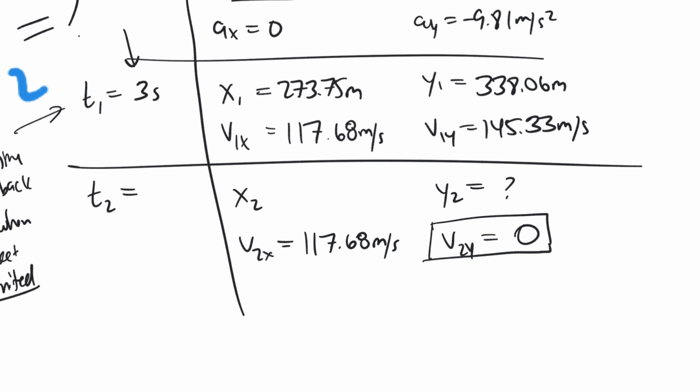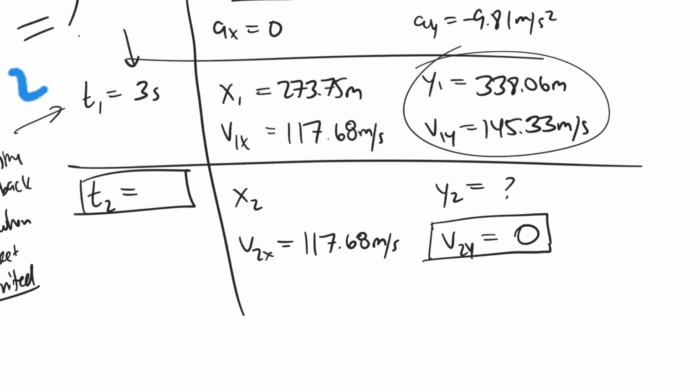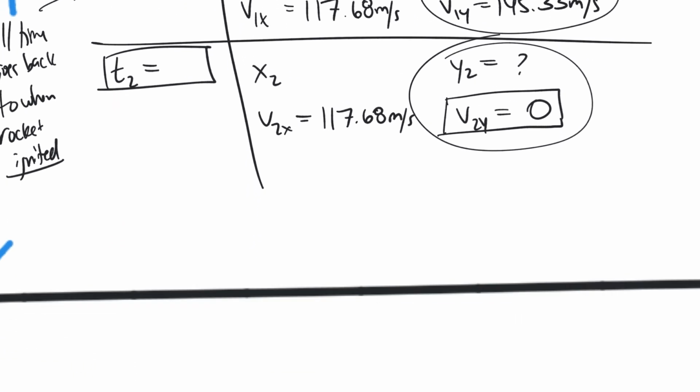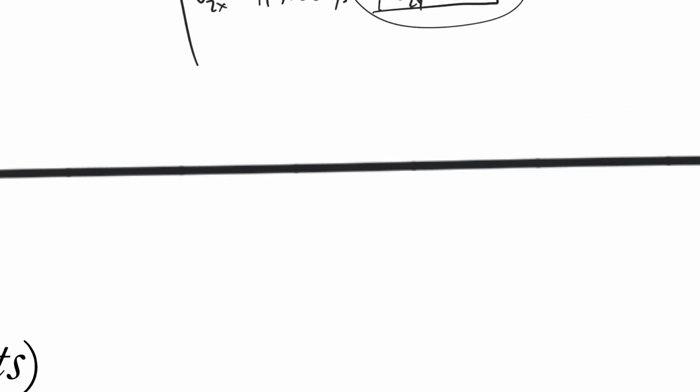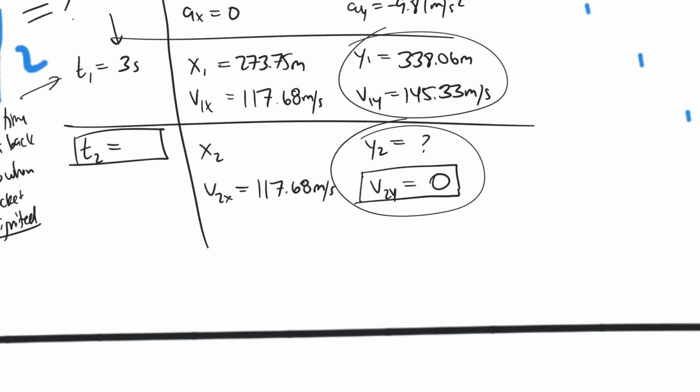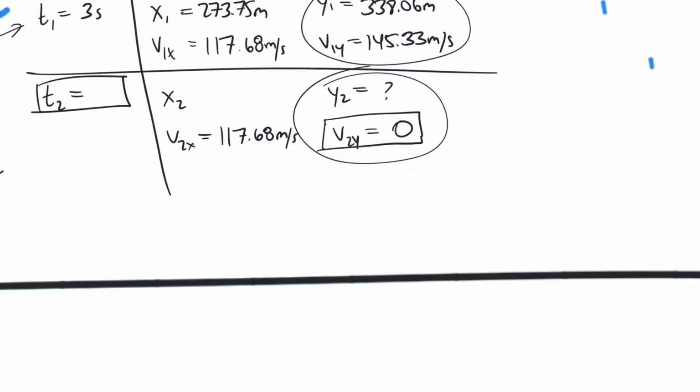Now, we will note that we do not have time. So when we do not have time, our inclination is to use the v squared equation. So if we use these values given here, so this is my initial, this is my final, then we will use the v squared equation. Let's go down here. Maybe we can just keep this in sight. Let's do it down here.